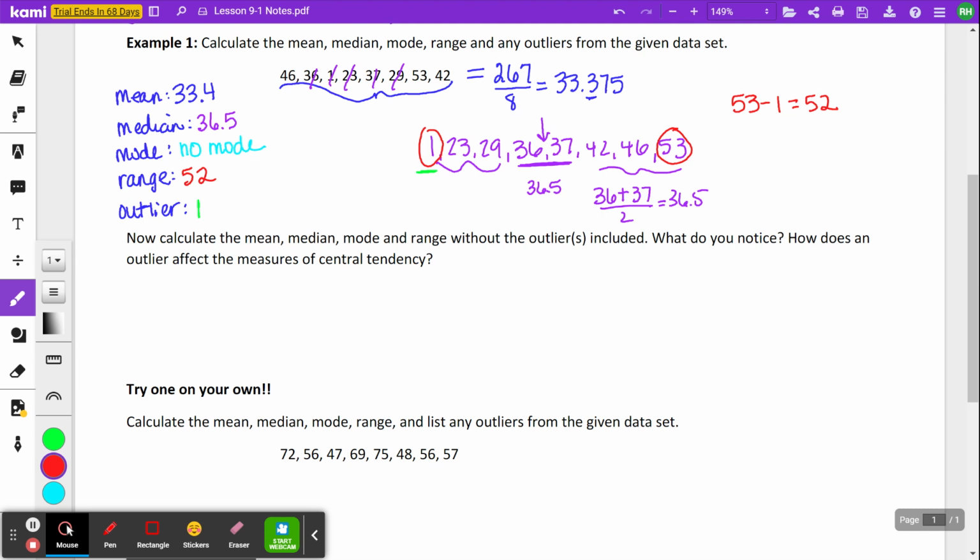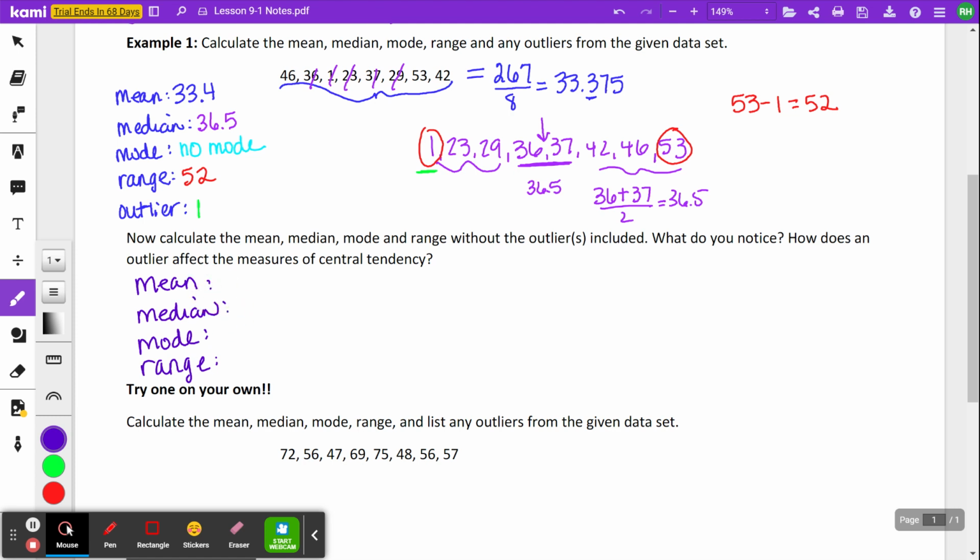So we're going to go through and do these again without the outlier involved. It's fairly simple because we've done all the work. We just have to take out the 1. So I'm going to do it again: mean, median, mode, and range. We don't need to do outlier because we already know that's what we're doing.